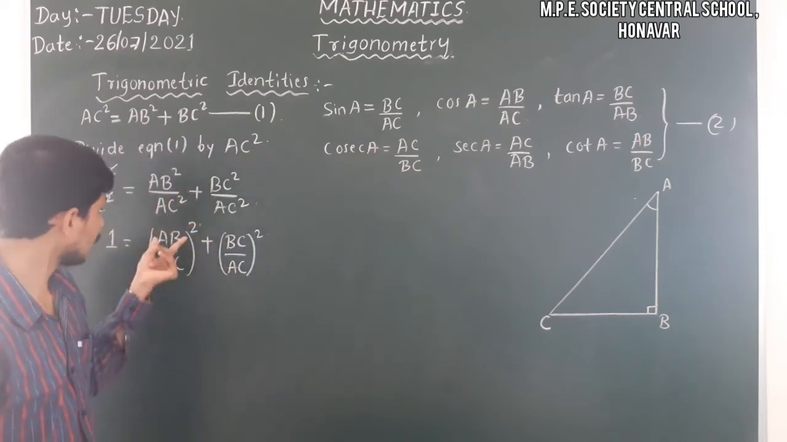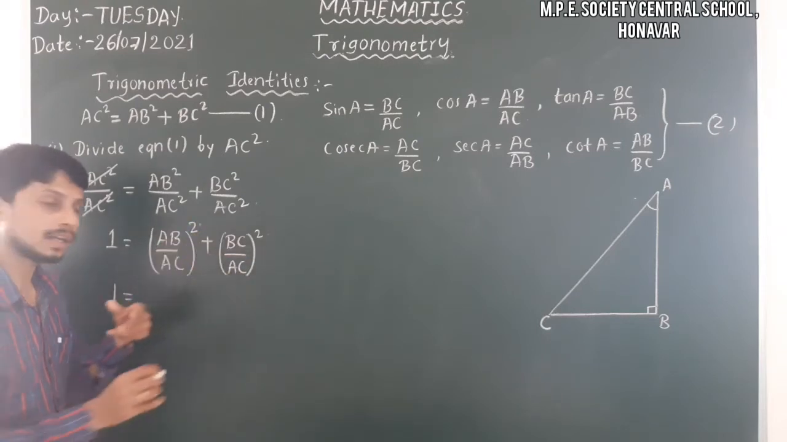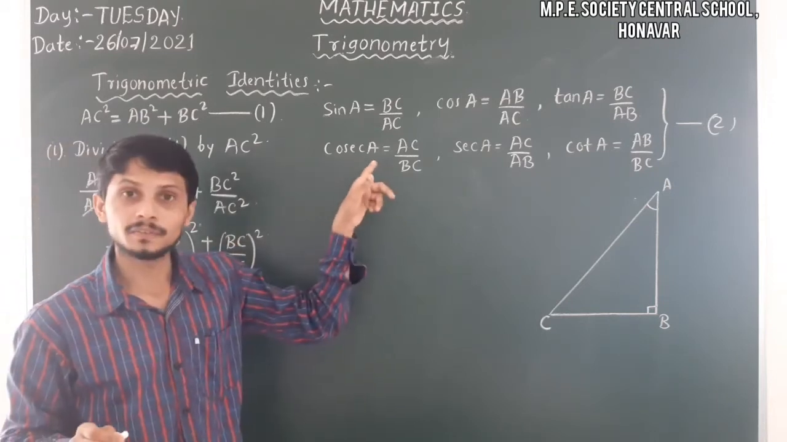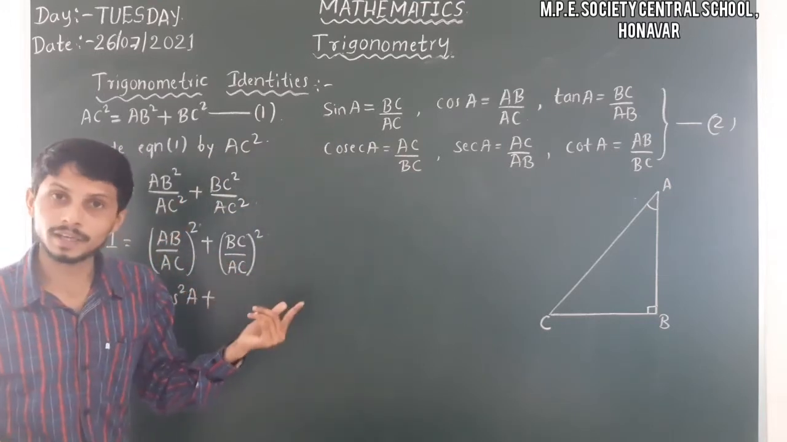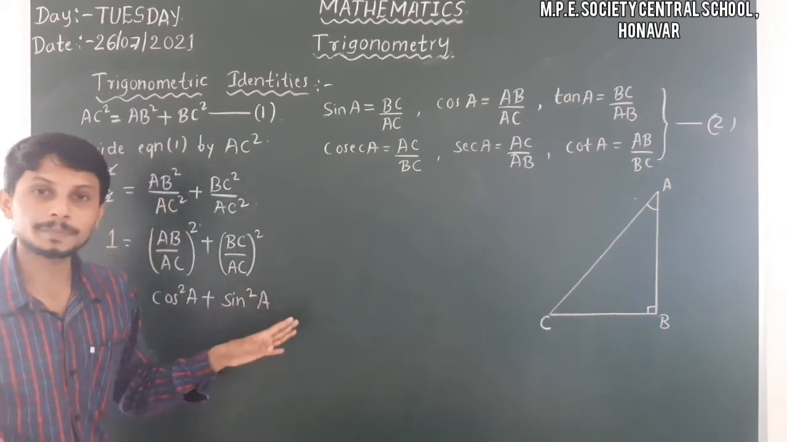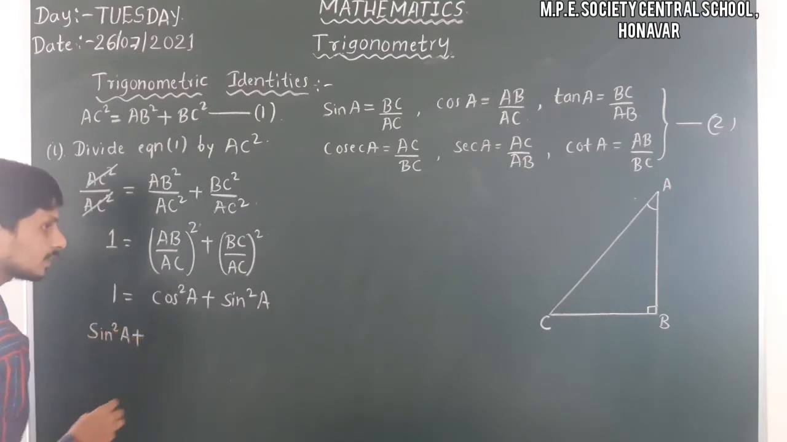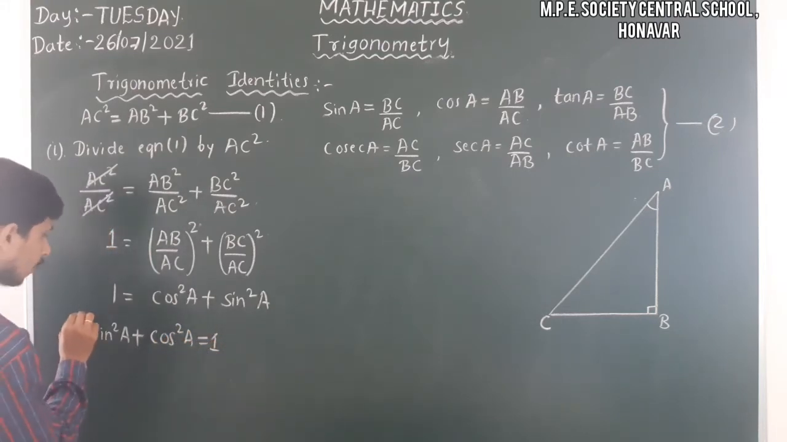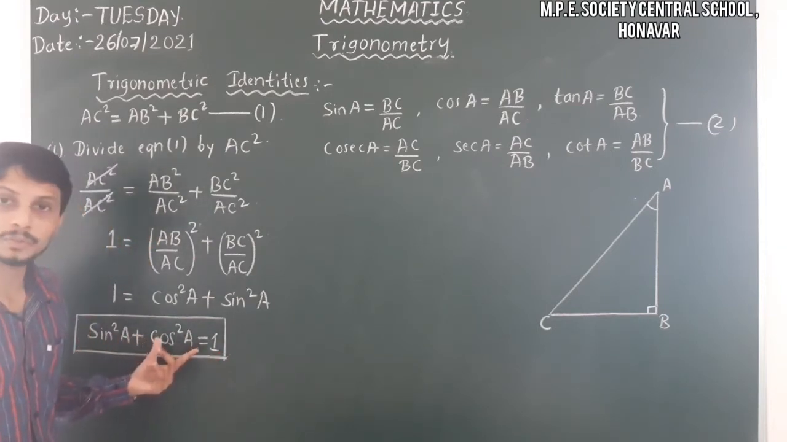So substitute AB by AC here. That is 1 is equal to cos A whole square, which is nothing but cos square A. Then BC by AC is equal to sin A, so sin A whole square is nothing but sin square A. Just observe, we got one of the trigonometric identities: sin square A plus cos square A is equal to 1. So this is the first trigonometric identity.